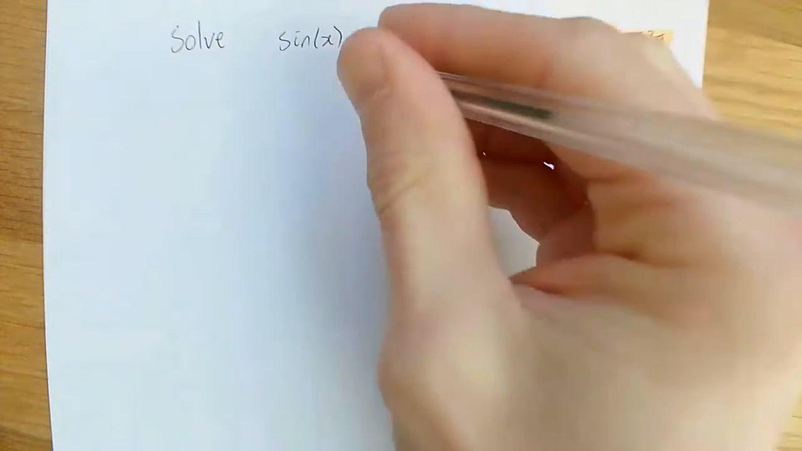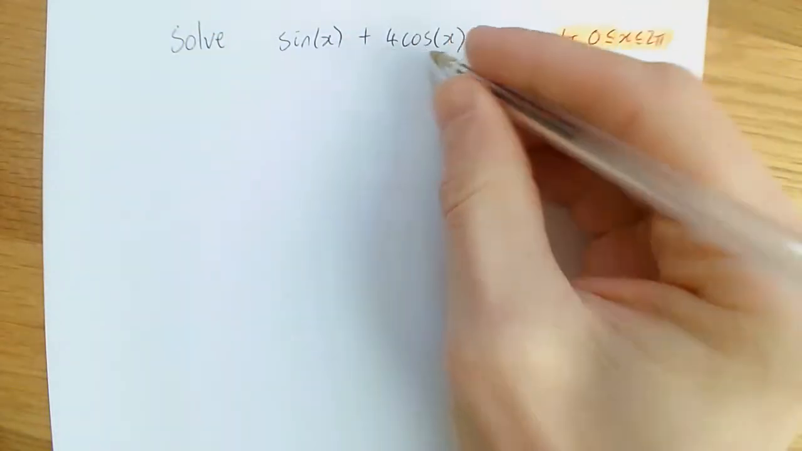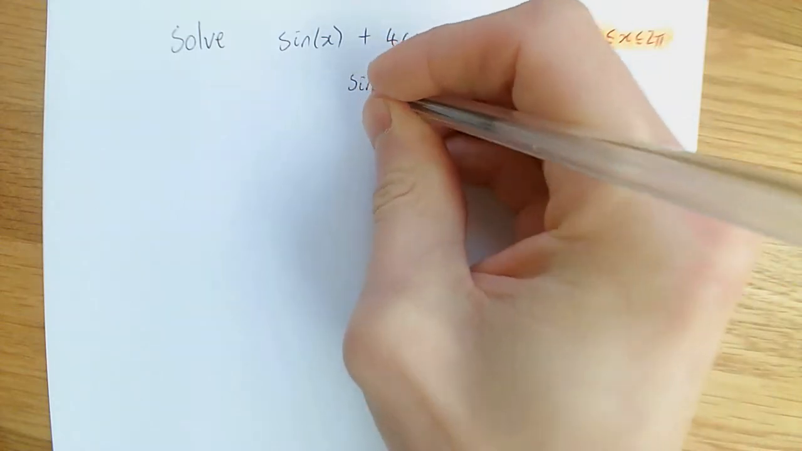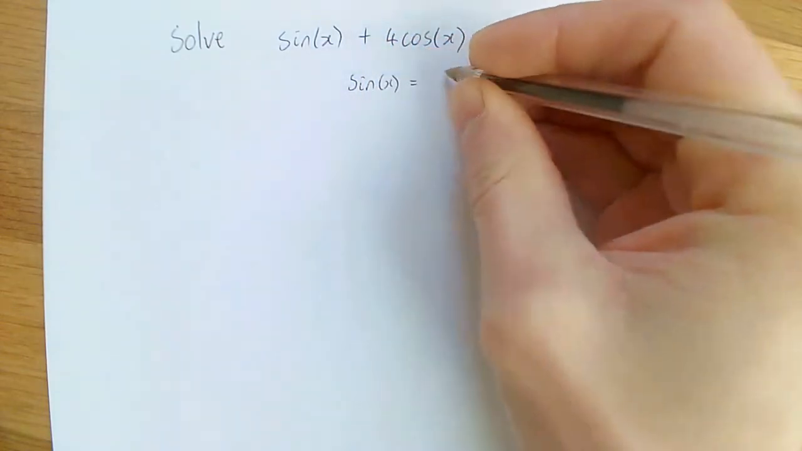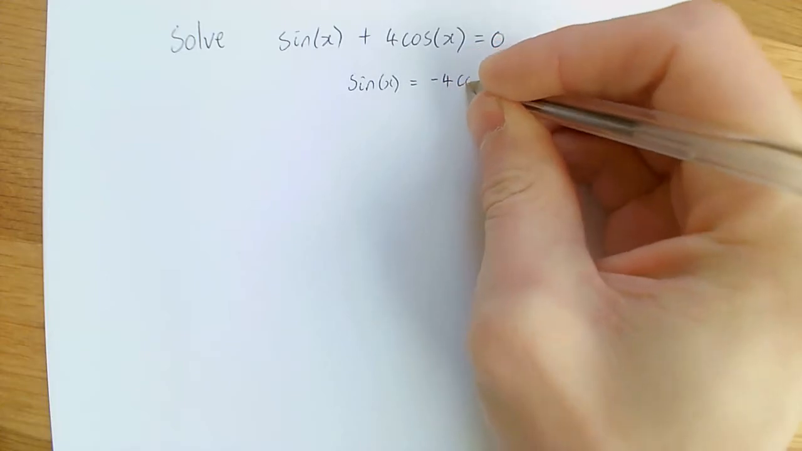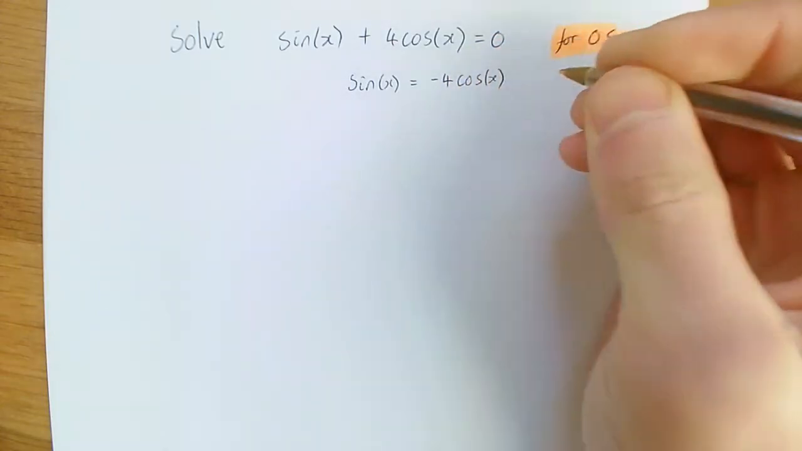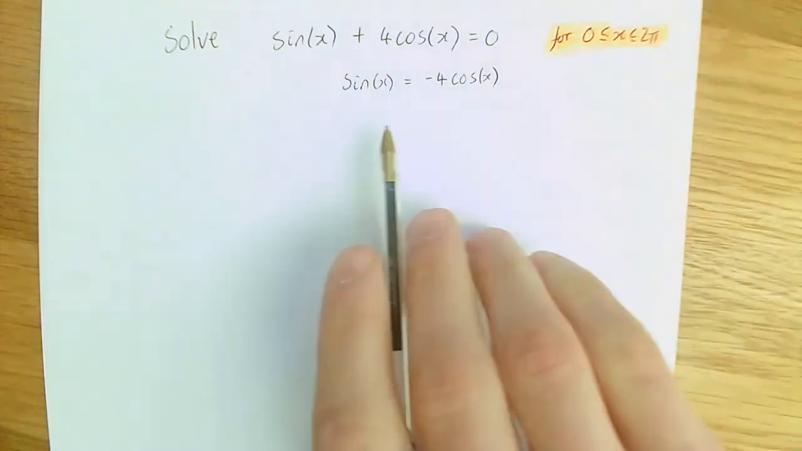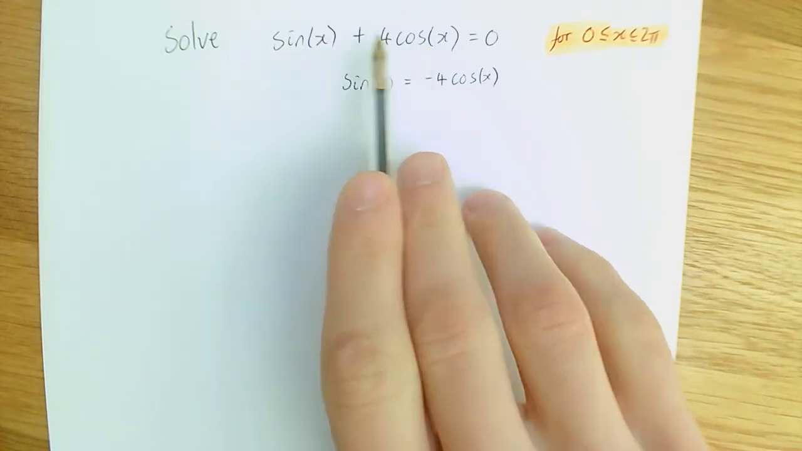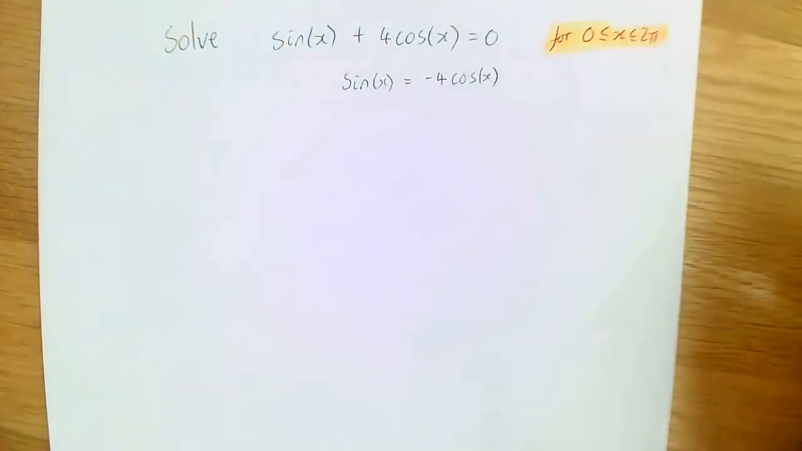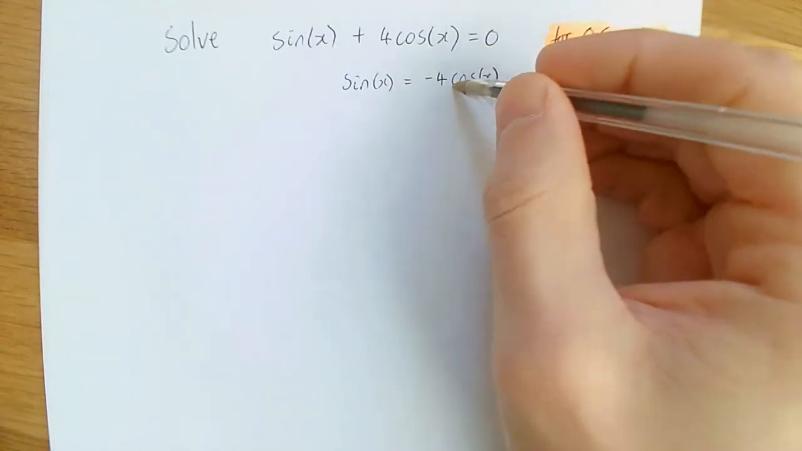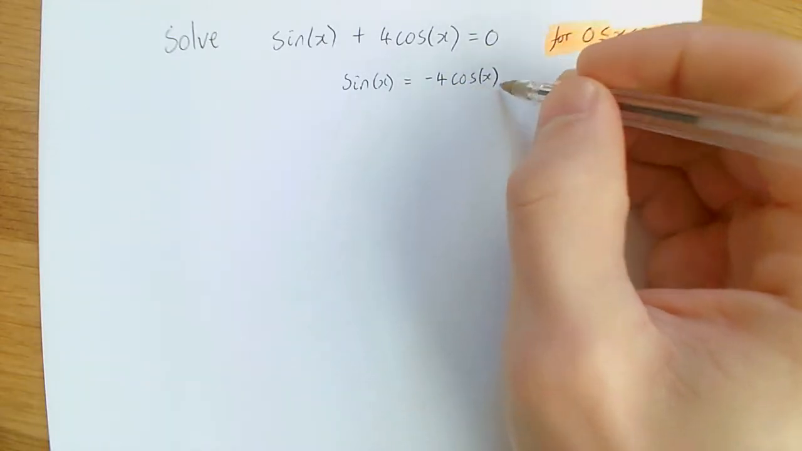Now, this, once you've seen it, hopefully will make some sense. What I'm going to do is move the 4 cos x to the other side. So I'm going to get sine x equals minus 4 cos x. This would not be obvious to do if you've never seen an example like this, but once you've seen a few, it will become a more natural strategy when you've got a sine x and a cos x, but the angles are both x. There's no 2x's involved. Dealing with this, we can divide both sides by cos x.